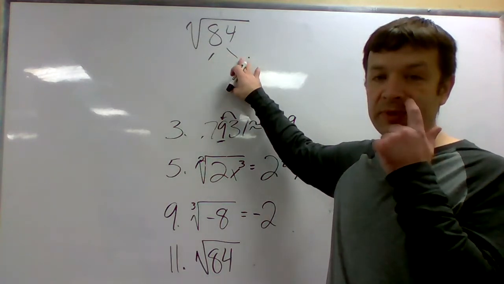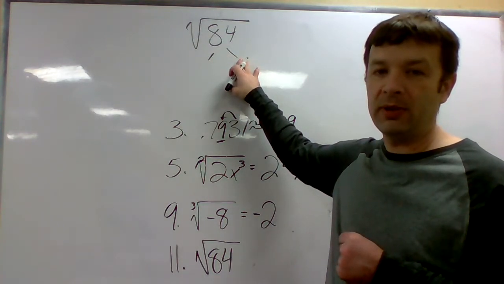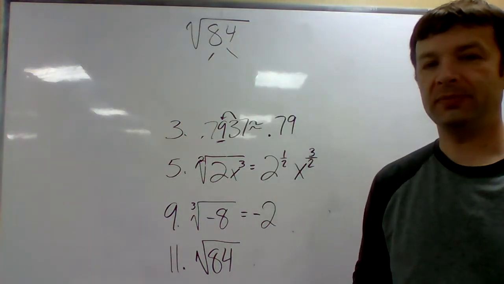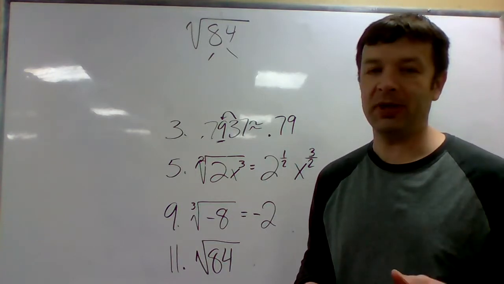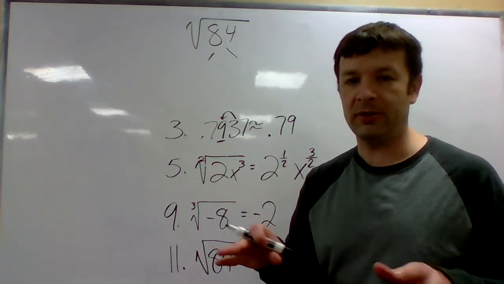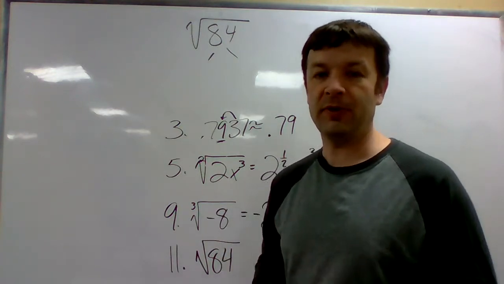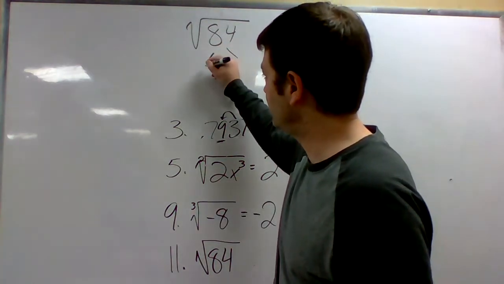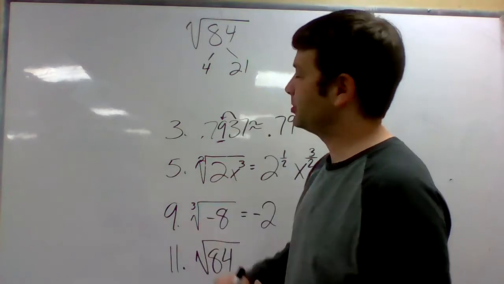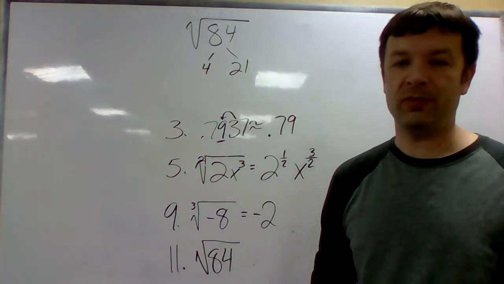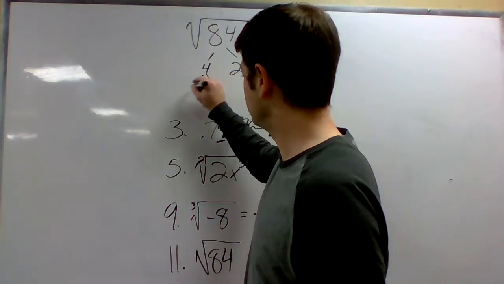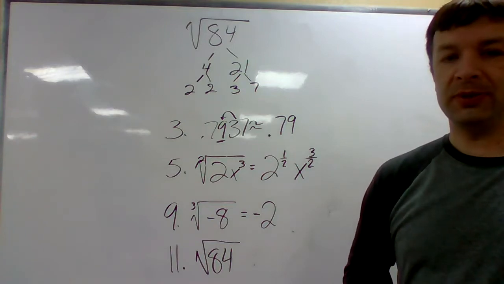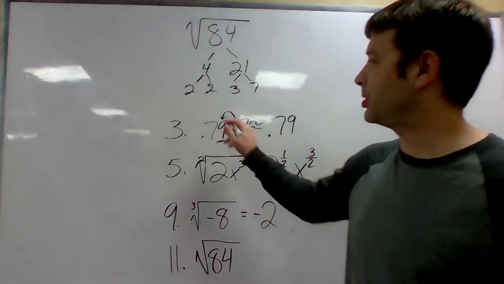And what times what equals 84? Well, if it's even, 2 will always work, right? If you can think of something bigger than 2, that might help break it down a little quicker, but start with the small numbers if you're not sure. I'm going to use 4, because I can tell 4 goes into 84, and that's going to be 21 times. So 84 divided by 4 is 21. 4 is 2 times 2, and 21 is 3 times 7. Those are all primes, so those branches all stop.